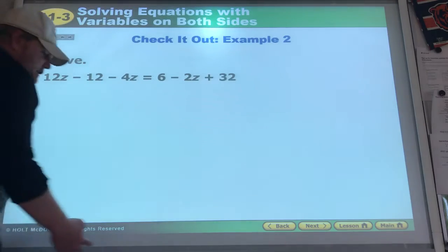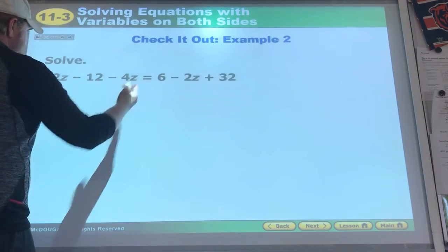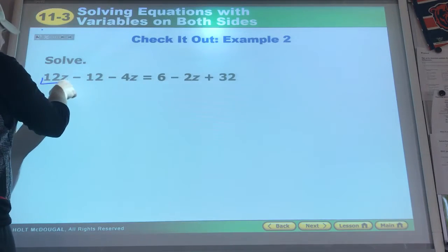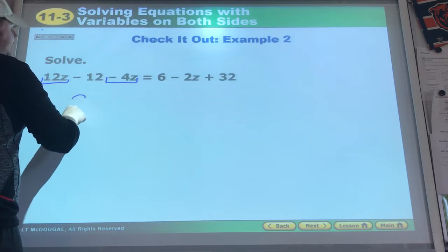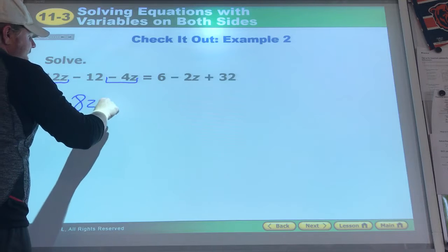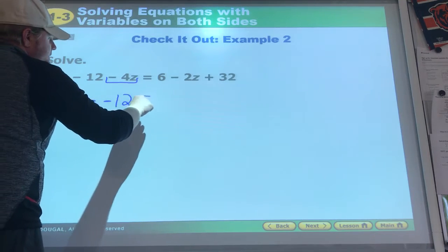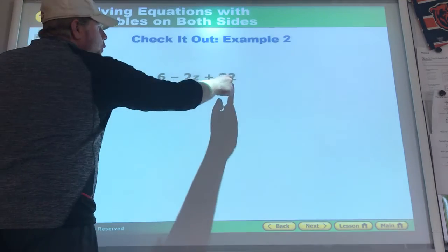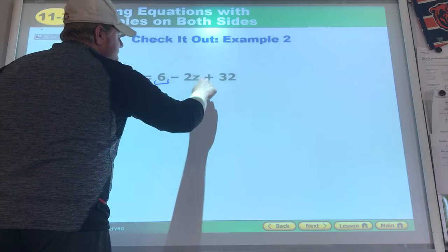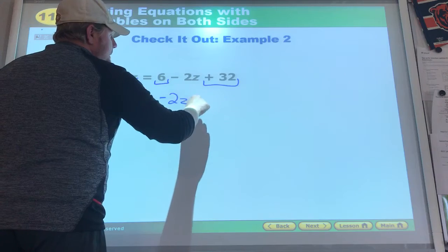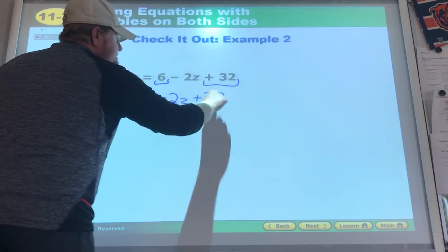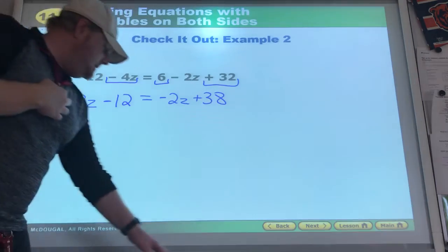Here, we must look at each side. Remember, only look at one side. Over here, I see I have a 12z. Here I have a negative 4z. That makes for 8z minus 12. On this side, like terms, I have a positive 6, a positive 32. Negative 2z plus 38. Hey, I've got the things that I need.